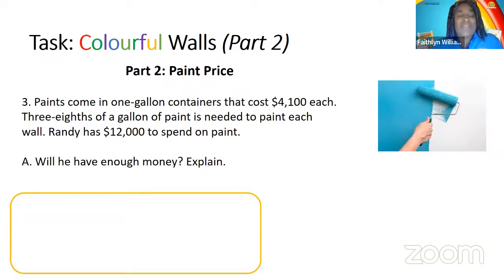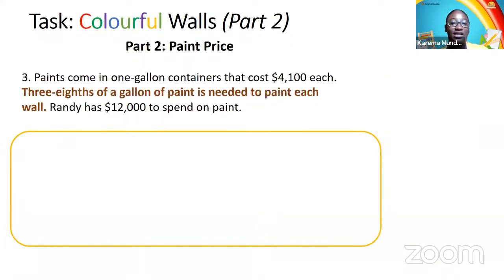I did it because of the explanation that you were giving. We're not going to go through this section, but as you rightfully pointed out, paints come in 1 gallon containers that cost $4,100 each. 3/8 of a gallon of paint is needed to paint each wall. Randy has $12,000 to spend on paint. Will he have enough money? So as you rightfully say, they would have to go back to part 1 to see the number of walls and the amount of paint that is needed here. And in what colors? What colors are needed in what quantities?